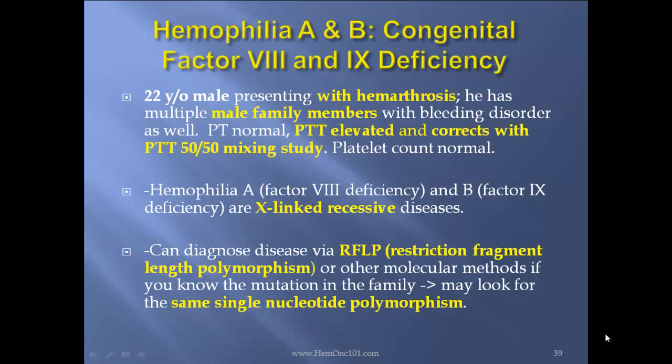Can diagnose via RFLP, restriction fragment length polymorphism, or other molecular methods if you know the mutation of the family. You may look for the same single nucleotide polymorphism, so very important, often asked about on the boards. If you suspect hemophilia, then you use RFLP to detect the same region in family members afflicted with the disease, and you compare it to that individual patient.